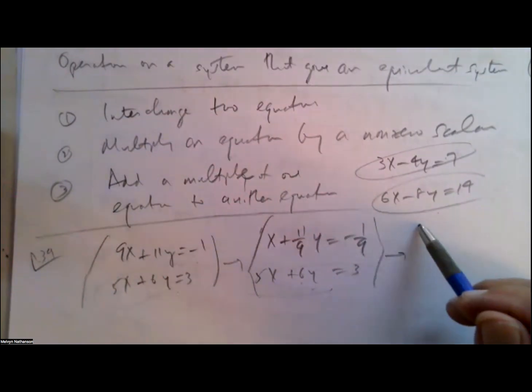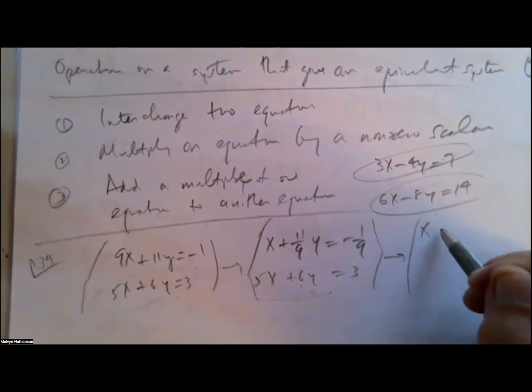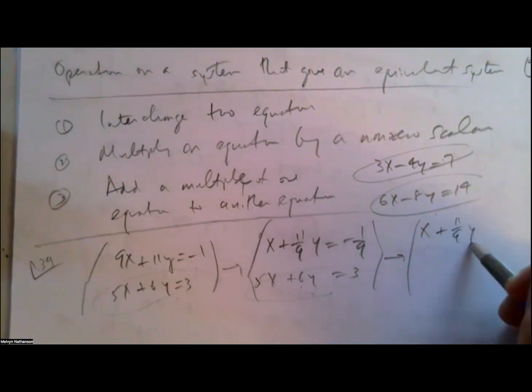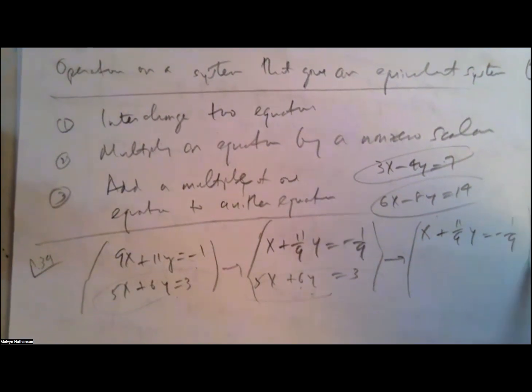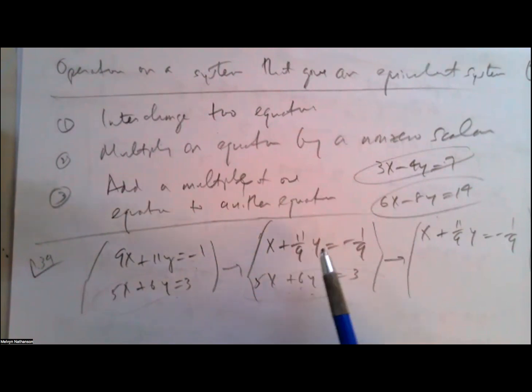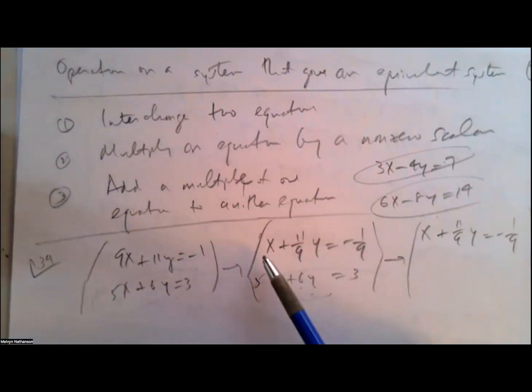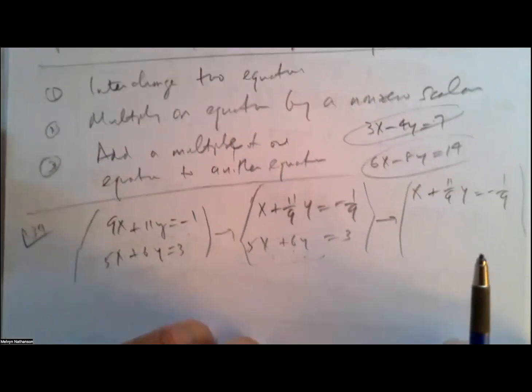Here I have these two equations. The first equation is x plus 11 over 9y equals -1/9. Let me add a multiple of the first equation to the second. And what multiple am I going to pick? -5. So I'm going to multiply this equation by -5 and add it to this. -5x plus 5x is 0x. That's actually why I did it.